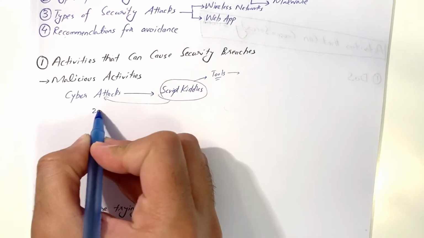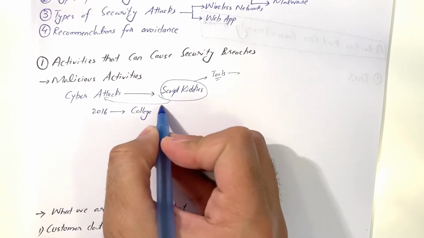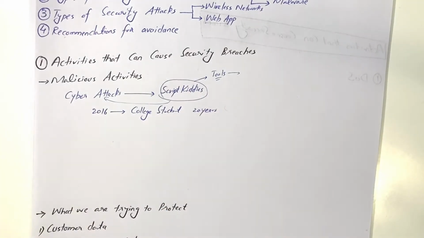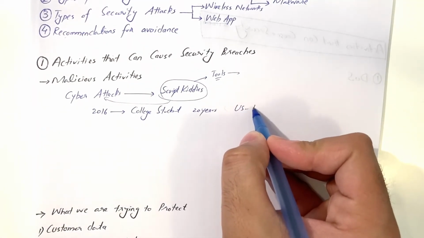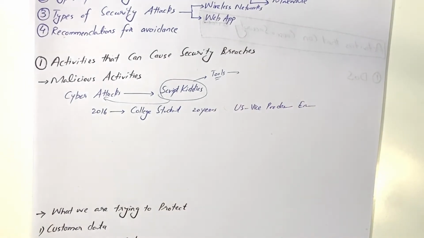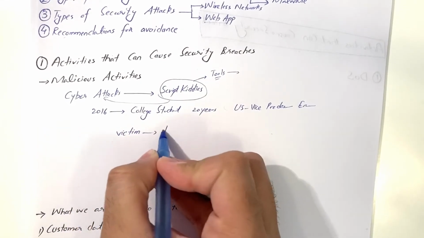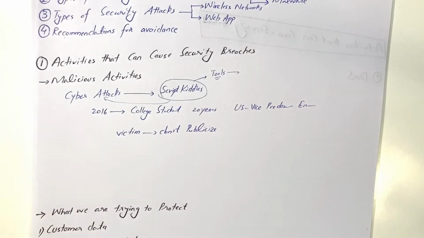Back in the 2016 elections, authorities sent a college student to prison for 20 years for hacking a US vice presidential candidate's email account. There are many examples like that, but most of the victims don't publicize these hacks at all. They don't publicize these incidents because of the stock market reputation and all that stuff.